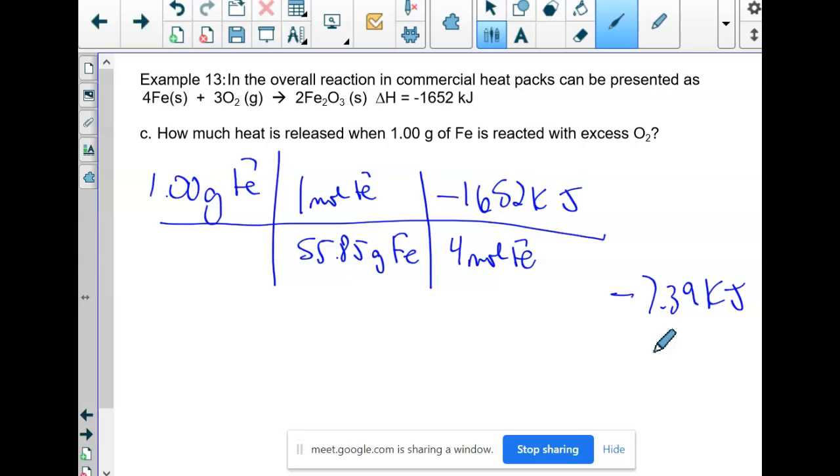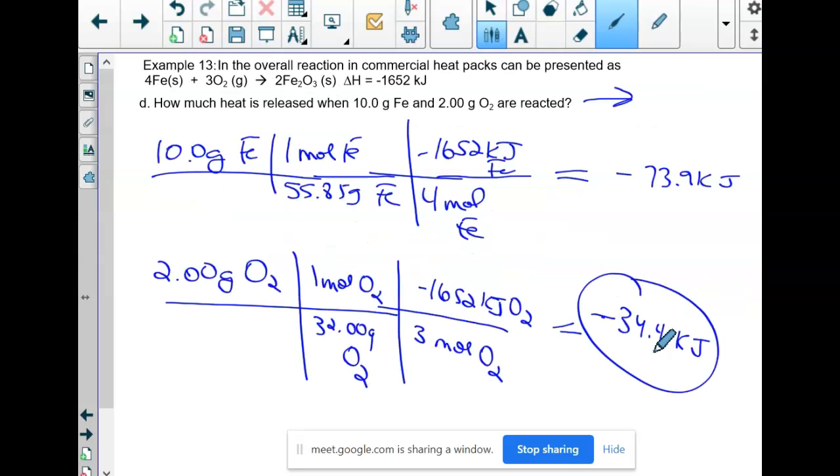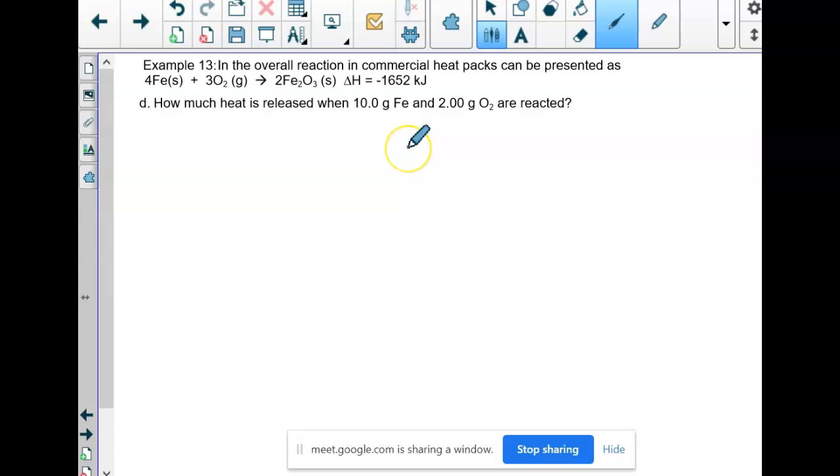Questions about C? Okay, let's look at D. This time we have two things. It says how much heat is released when 10 grams of iron or 2 grams of oxygen are reacted. Well, we don't know the excess reactant. Notice last time I told you that, right?